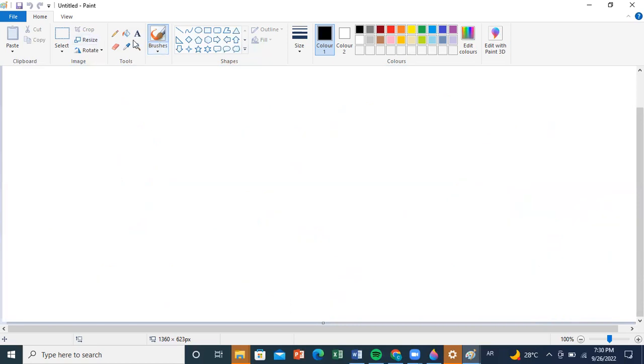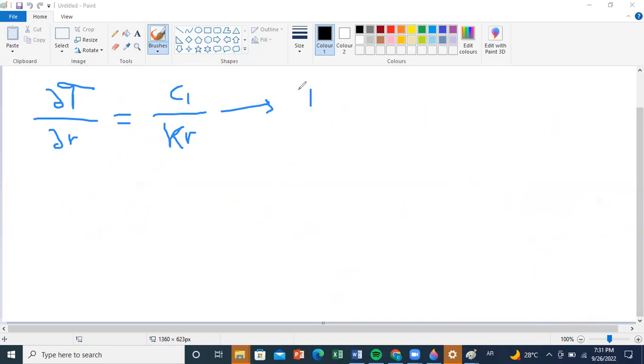Let us integrate again. So we have reached the following state: del T by del R equals C1 over KR. If we integrate again, we get that the temperature T is equal to C1 over K times ln of R plus C2.